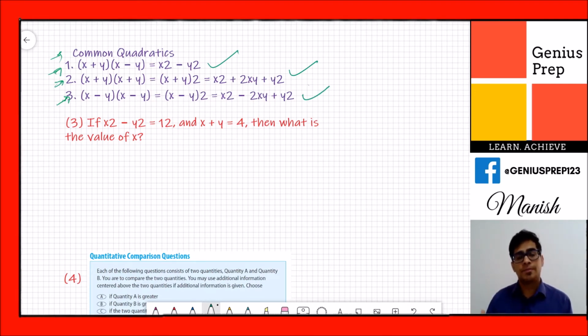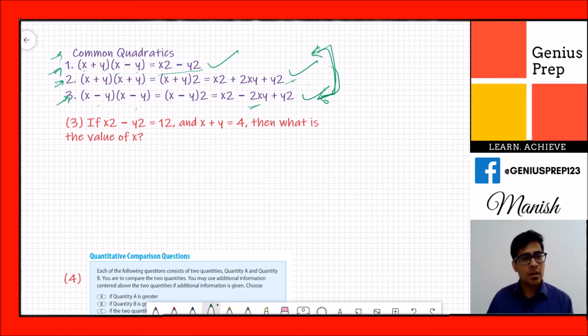When you are given x plus y and x minus y, you can directly write x square minus y square. Or when you are given x square minus y square, you can write x plus y and x minus y. Similarly, x plus y whole square is equal to x square plus 2xy plus y square, and x minus y whole square is equal to x square plus y square minus 2xy. I would say just remember these formulas, because you are going to use this property of the quadratic equation in the questions.